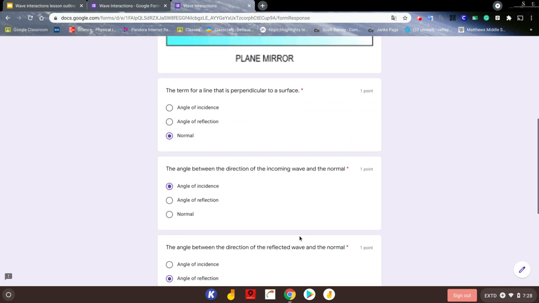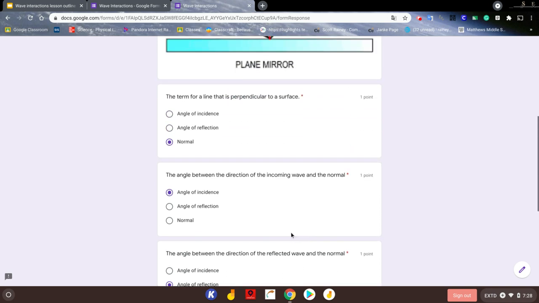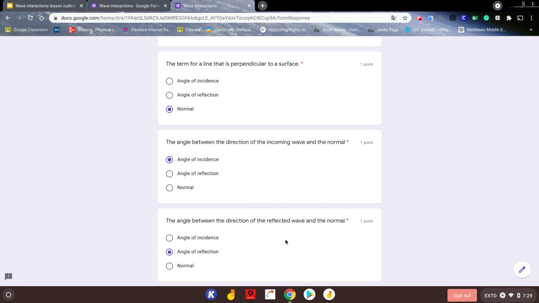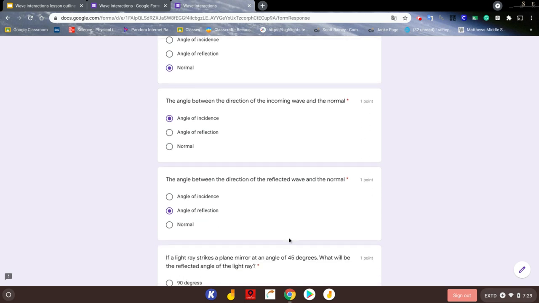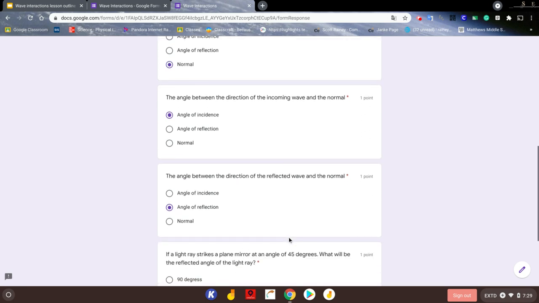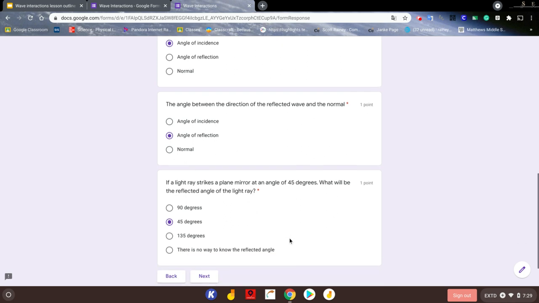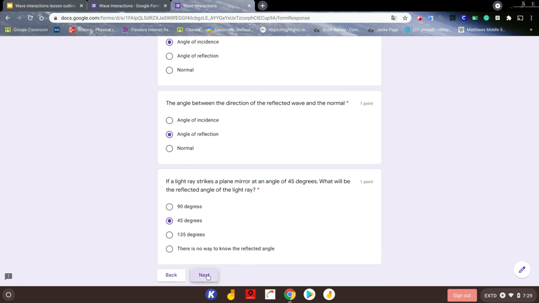So again, on this page, the term for a line that is perpendicular is a normal. The angle between the direction of the incoming wave and the normal is the angle of incidence for the incoming wave. So the angle between the direction of the reflected wave and the normal is the angle of reflection for the reflected ray. And they're always going to be equal. So if the light ray comes in at 45 degrees, it bounces off at 45 degrees.